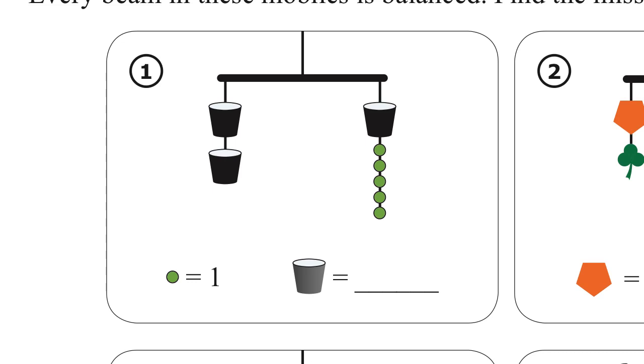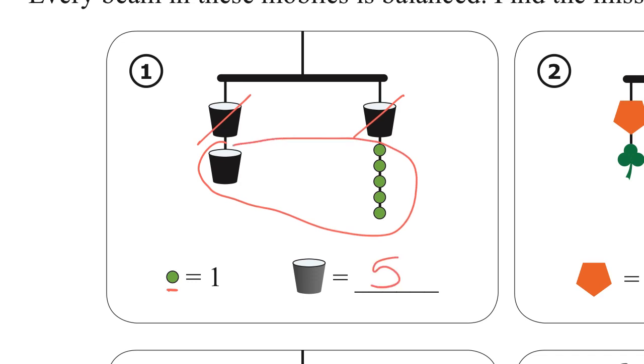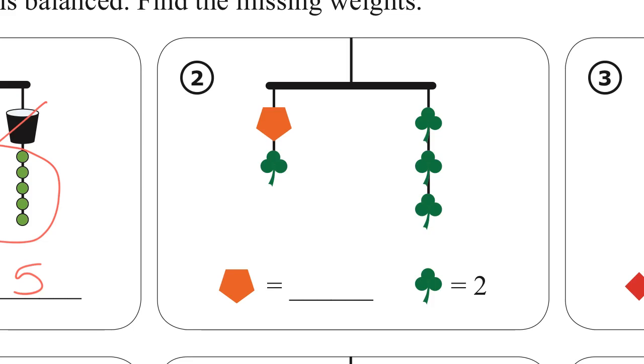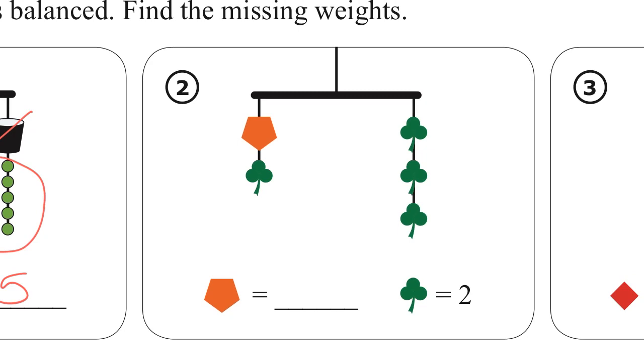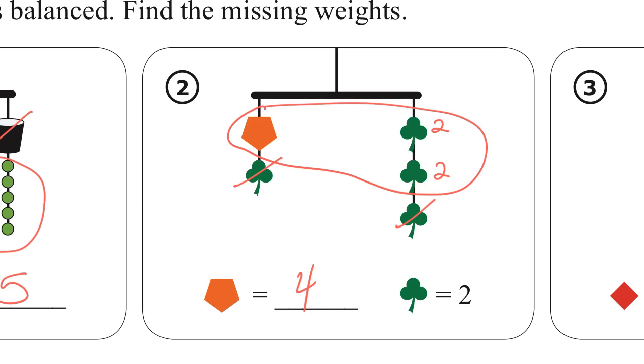The mobile is balanced, and we know that the green dots equal 1. I'm going to simplify by taking away a bucket on each side. And so I end up seeing that 1 bucket has to be equal to what's left on the right-hand side, which is 5. In number 2, I'm again going to take away something on each side. I'm going to take away a clover on each side to make it more simple. And then I see that a clover equals 2, so I'm just going to write a 2 by each clover. And so I can see that my pentagon has to equal 4 because that's what's left.